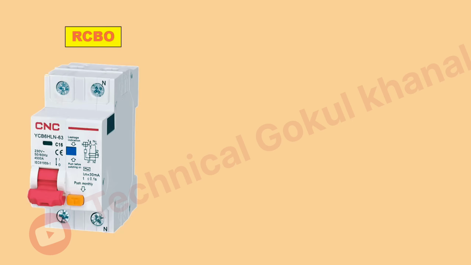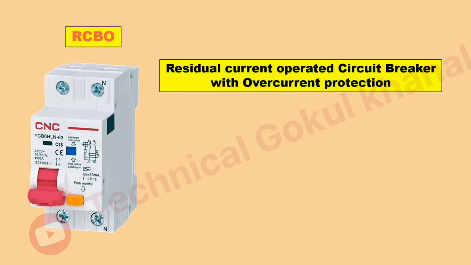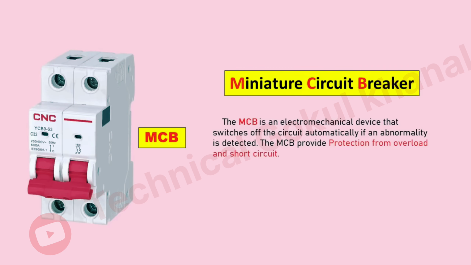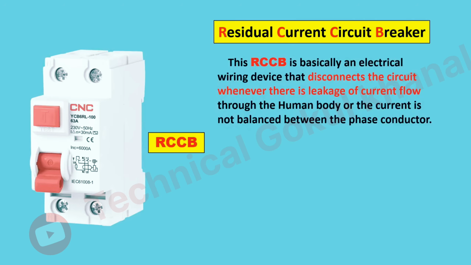Now here we have a RCBO. Full form of RCBO is Residual Current Circuit Breaker with Overload Protection. By listening to its name, you must have got an idea of what is the working of RCBO. But I will explain everything. Like I told you in the starting, the MCB provides us protection from overload and short circuit. After this I told you that the RCCB provides protection from earth fault.